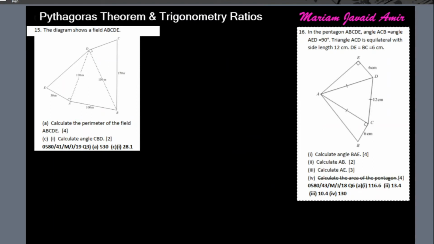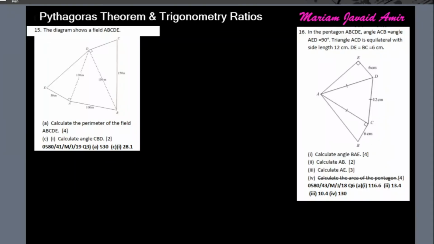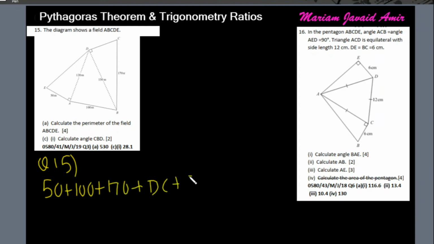Alright, question number 15. Calculate the perimeter of this field. For the perimeter, we need lengths of all the boundaries. So we have this length, which is 50, then 100 plus 170. So 50 plus 100 plus 170. Then we need the length DC, and we'll need the length ED.